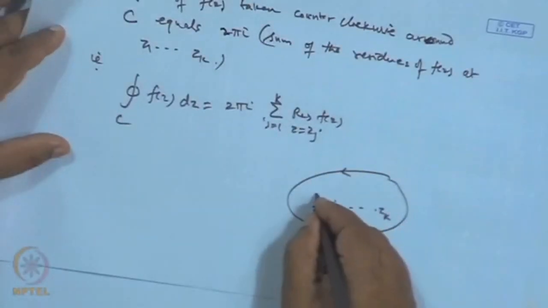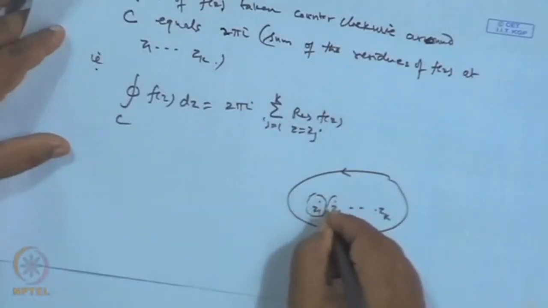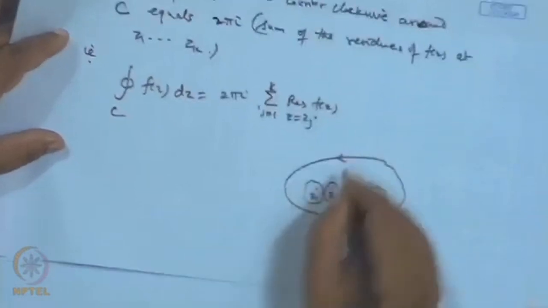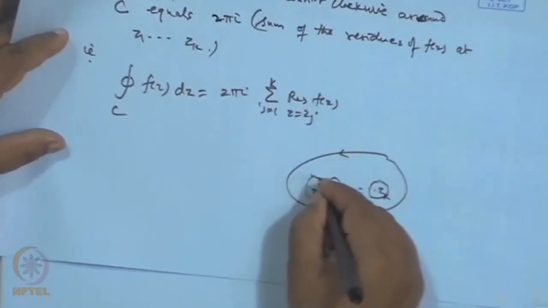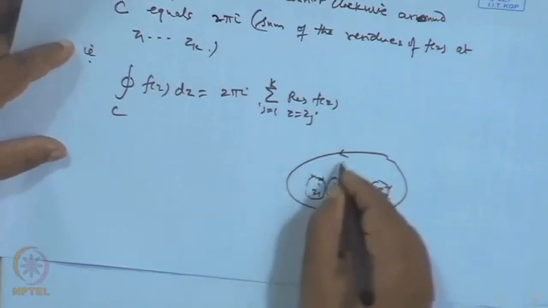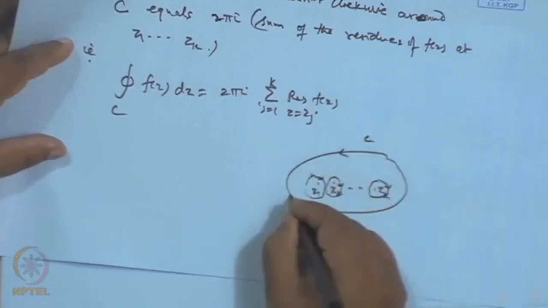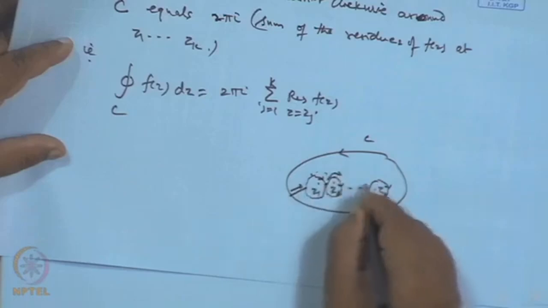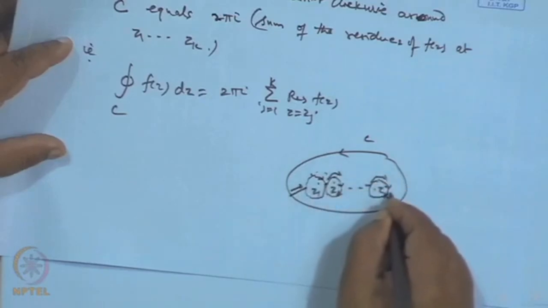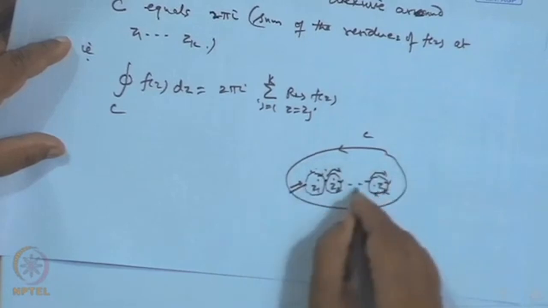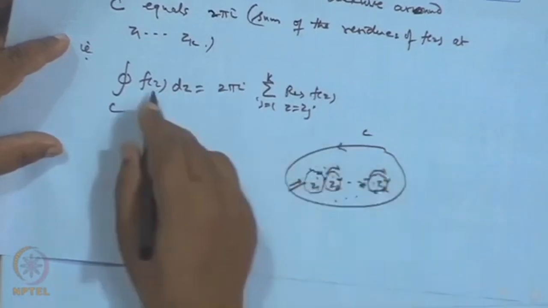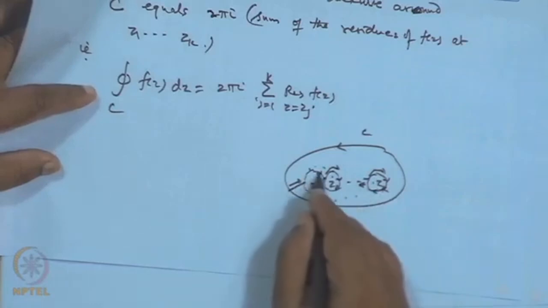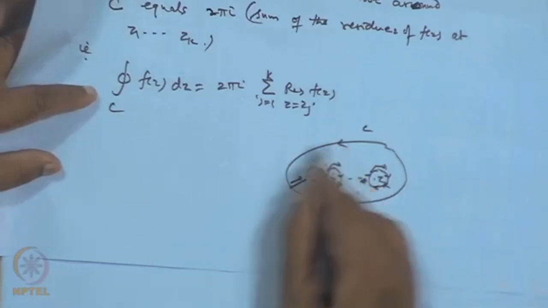What we do is, we enclose each of these singular points z1, z2, ..., zn by a circle, and let the direction of these be clockwise. Then if I go along the path C, move along this curve in this direction and come back again in this direction, we get a region where the function is analytic. So, the integral along the outer boundary C plus these integrals must be 0, but here the integration is taken clockwise, here it is anticlockwise.